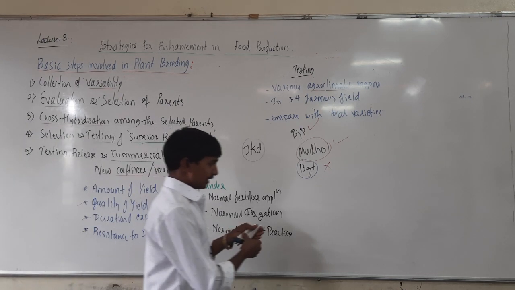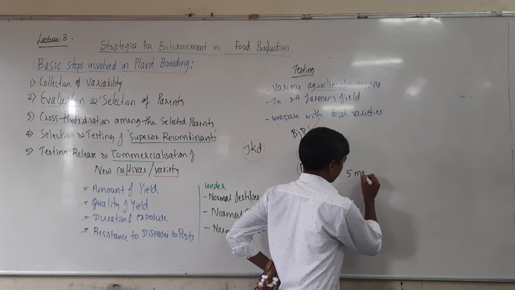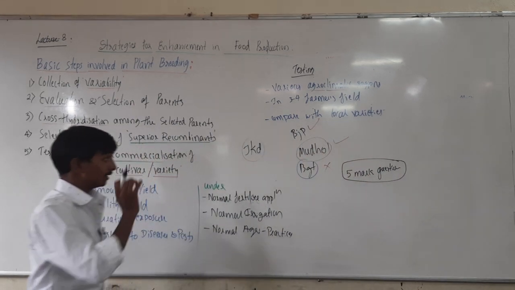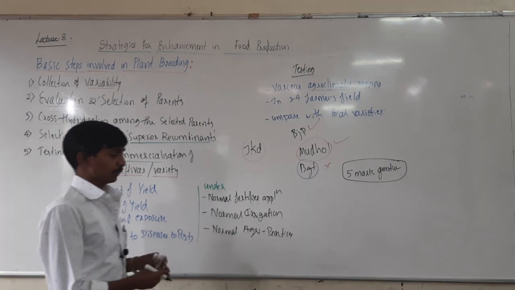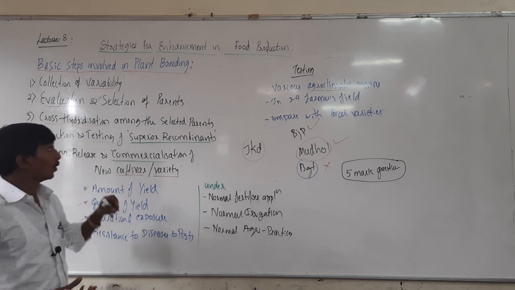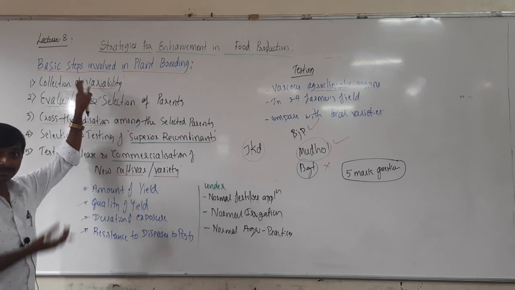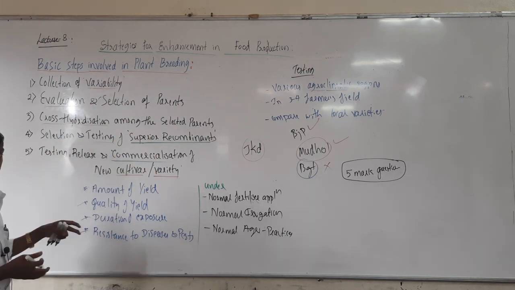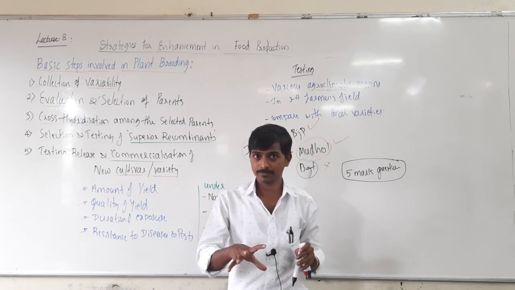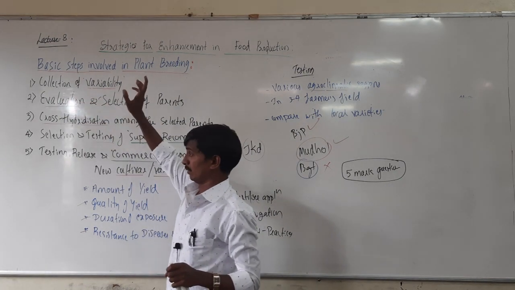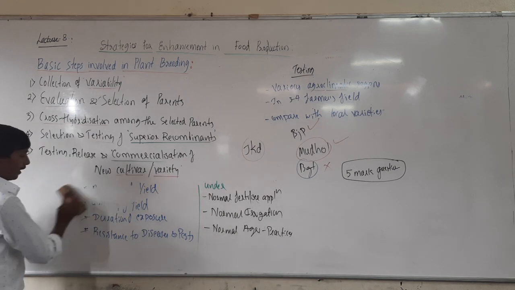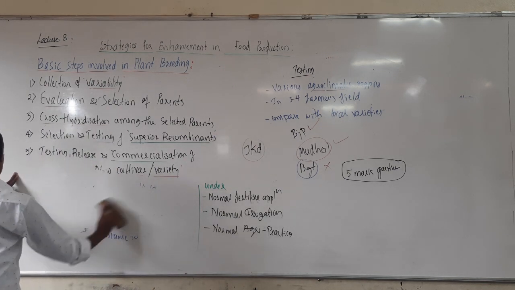In theory examination, it is the most commonly asked 5-mark question in this chapter, that is strategies for enhancement in food production. So first remember all the 5 steps and try to explain the meaning of each step. No need to write complete details, because if you go on writing, it may reach 4 pages, right? So don't try to write everything in the theory examination. Just write the meaning of that line. What does it mean? That's enough. So these are the basic steps of plant breeding, right?